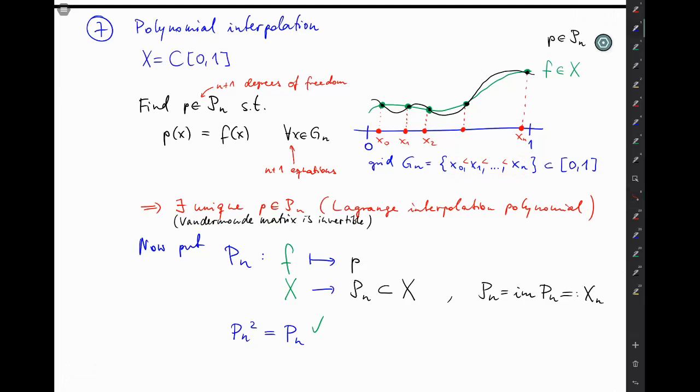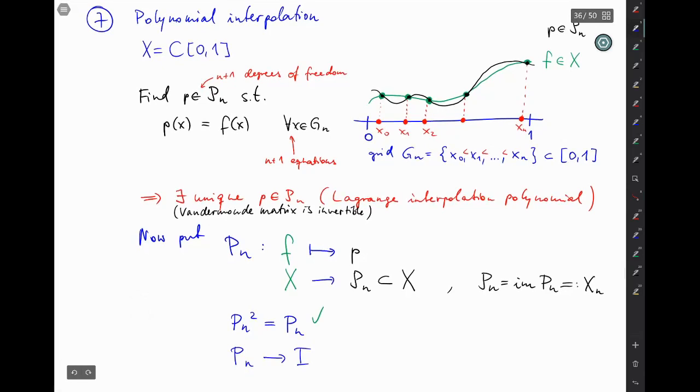The question that is a lot less obvious or simple is whether or not P_n converges to the identity, and if yes, then in what sense.